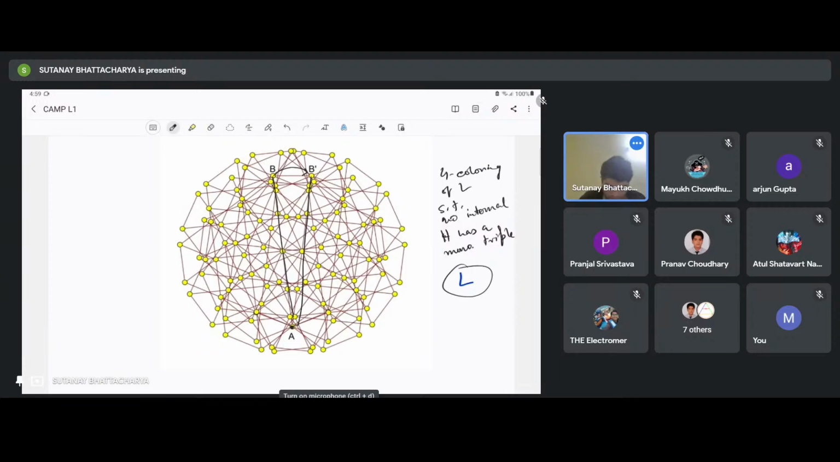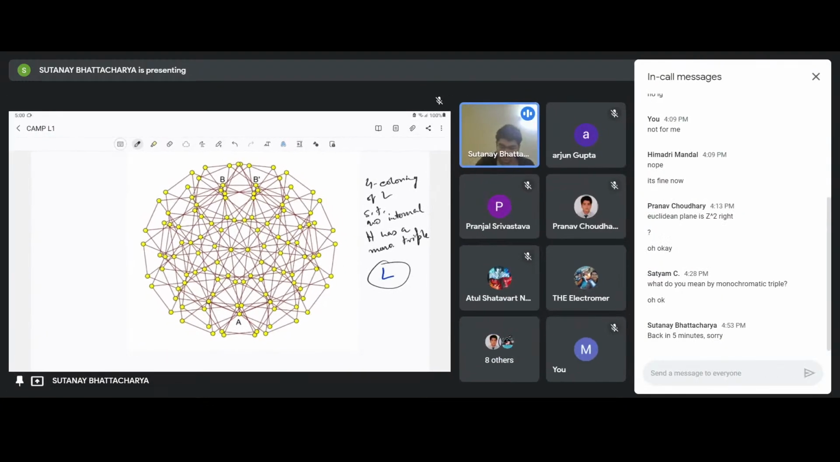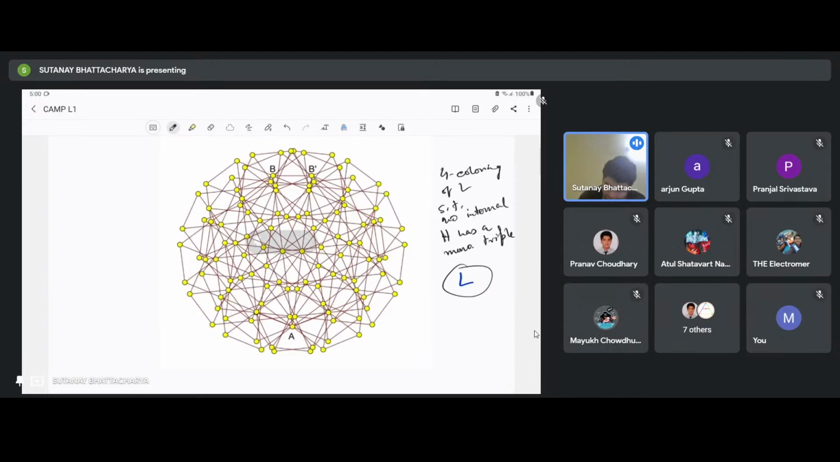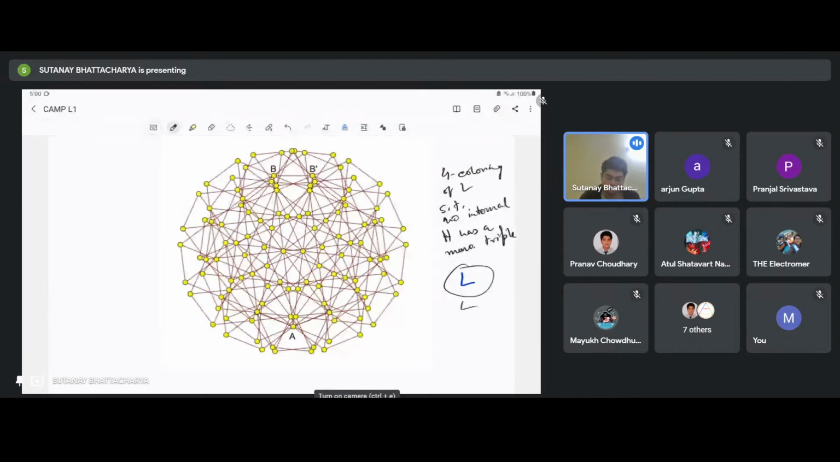What does that mean? So if you can prove that L cannot have any hexagon of L with a monochromatic triangle, then we're done. Correct. In other words, we have found a graph L such that no matter how you four color this, some internal copy of H will have a monochromatic triple. Right? Yes. Yes.